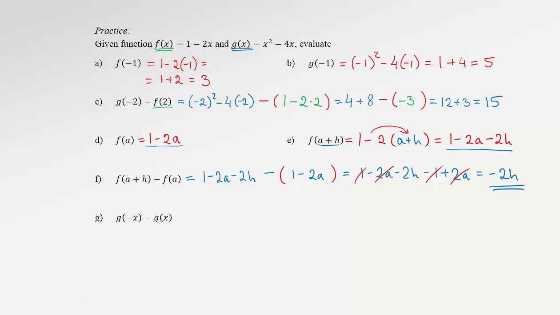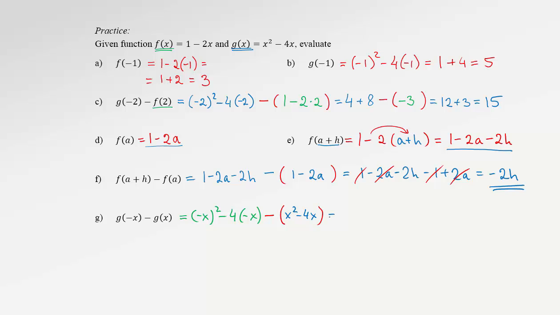And let's try the last exercise. Maybe this time I would encourage you to stop the video and try this by yourself and then check your answer with the video. Okay, so to evaluate g of negative x, we follow the formula g of x, which tells us to square the input. However, the input is negative x. Square it and subtract 4 times the input, which is negative x. Now we have a minus, open a bracket, and we need to plug in the expression g of x. g of x again is x squared minus 4x.